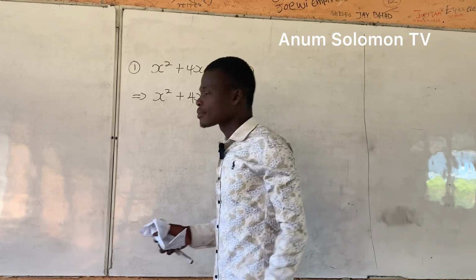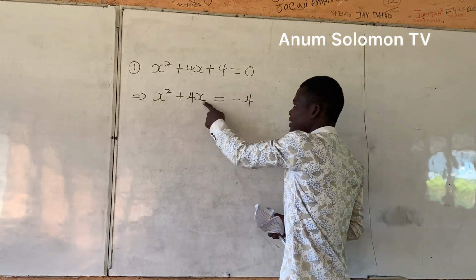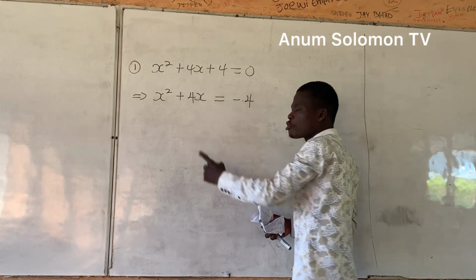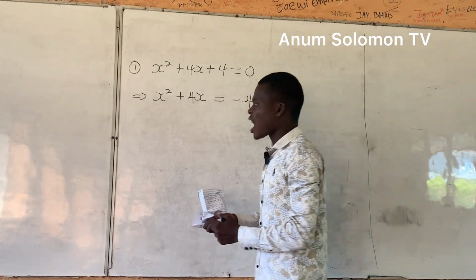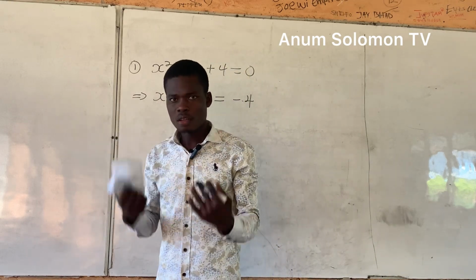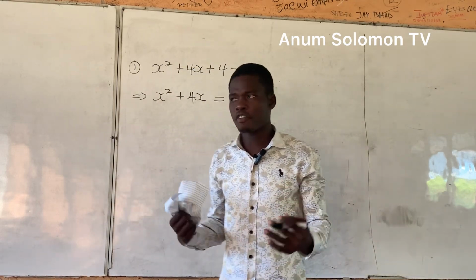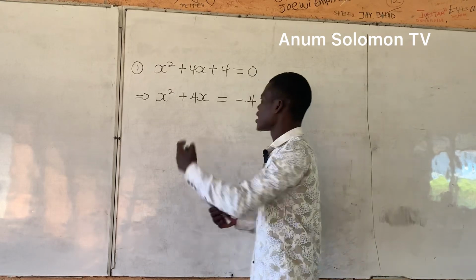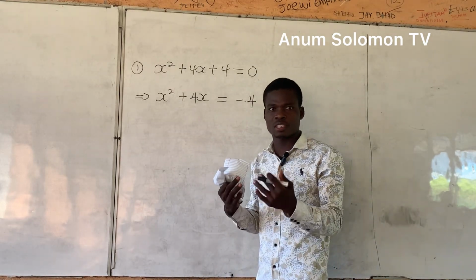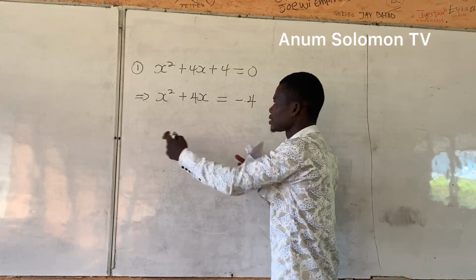After that, we check the coefficient of x, and the coefficient of x is what? 4. Then we find half of 4. Half of 4 is what? Meaning you have to divide 4 by 2. When you divide 4 by 2, you get 2. So half of 4 is 2. Then you square your result, which is 2, and add it to both sides.